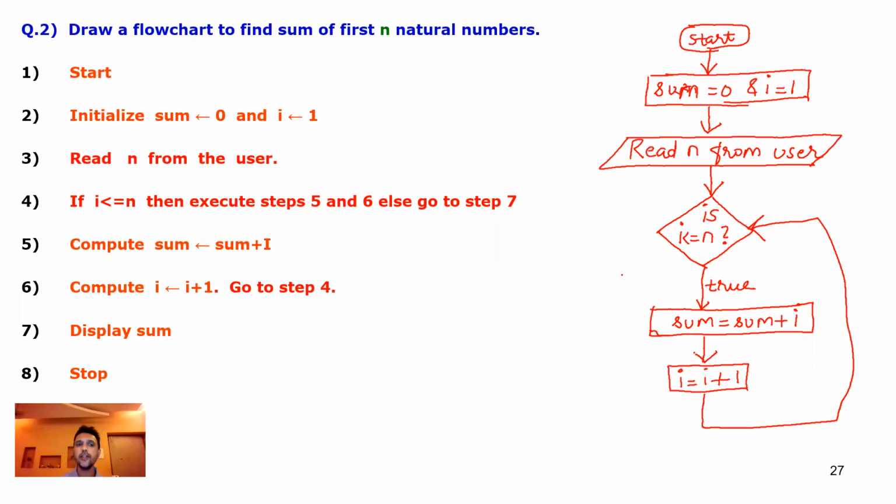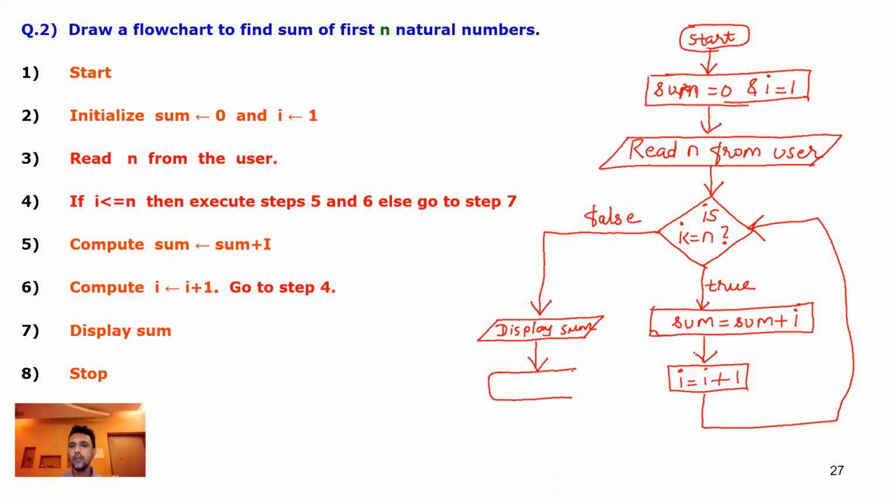Now this loop will keep on executing as long as the condition is true. Now at one stage, the condition will be false. So as I told you, there will be 2 exit points and the second exit point will correspond to false. So now if the condition is false, tell me which step number will execute? 7. And step number 7 is display sum, which we are going to write inside a parallelogram. So inside a parallelogram, we'll write display sum, and after that, stop.